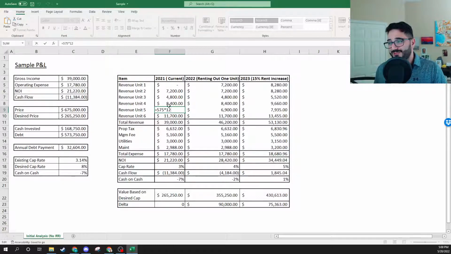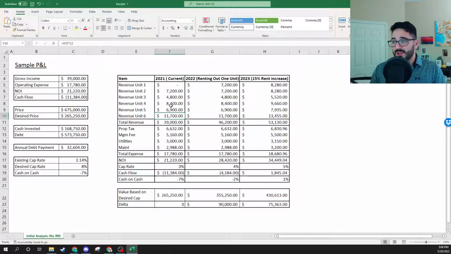575. I don't think we will ever have a 575 ever again here. 700, 400, 600. Very good rents. And your total revenue, annual revenue, is 39,000. Simple. We just added everything up.